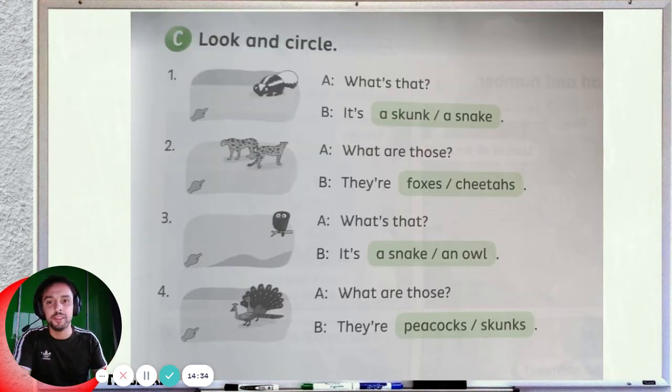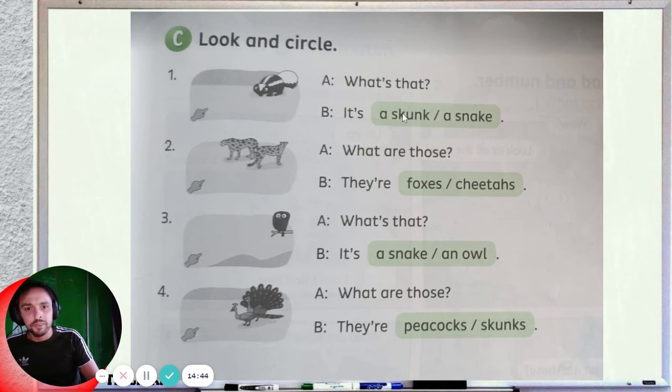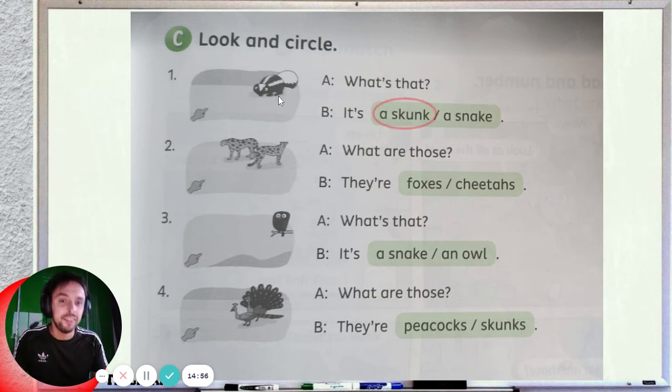Okay, next one. Look and circle. So number one, what's that? Is it a skunk or it's a snake? Can you circle the right answer? Is it it's a skunk or it's a snake? Well, of course, it's a skunk, so circle skunk.